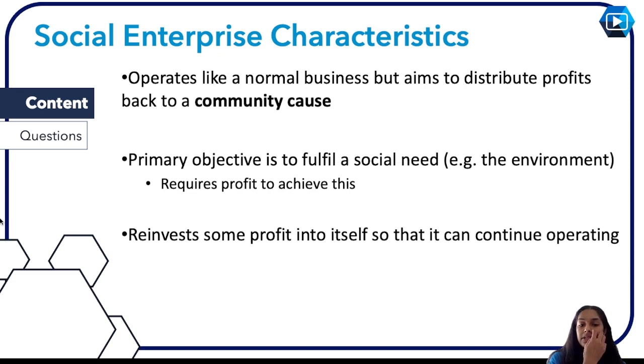And their primary objective is to fulfill a social need. We'll go through the different business objectives in the next slides, but their key one would be fulfilling that social need. It could be the environment, it could be the society, it could be the economy, just depending on what that key focus is. And like I mentioned before, it requires profits to achieve that. And then it also would reinvest a proportion of those profits into itself so that it can continue operating as well.